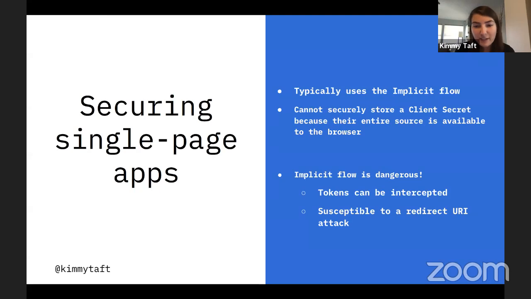As if this wasn't enough, the implicit flow is also susceptible to a redirect URI attack, which means that an attacker might replace an approved redirect URI with the destination of their choice. So how this works is the user would follow the changed link that the bad guys put in place to authorize their client. After authorization, the user is redirected to the bad URI, the attacker's URI, and then you give the attacker access to your legitimate tokens.